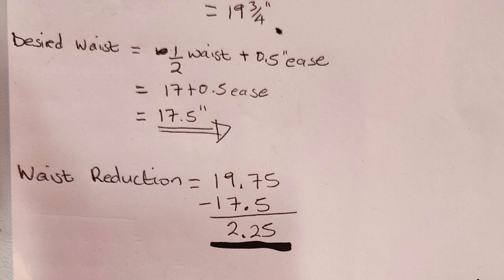To find the waist reduction, we are going to say the waist that is remaining currently, which is 19 3/4, we are going to subtract the 17.5, and then we are left with 2.25, which we are supposed to take away. So we have to reduce the waist now further by 2.25 inches. Now this thing is going to vary according to our different shapes and our different measurements. So I'm just showing you how you can calculate it.